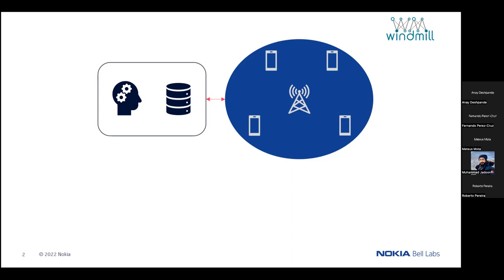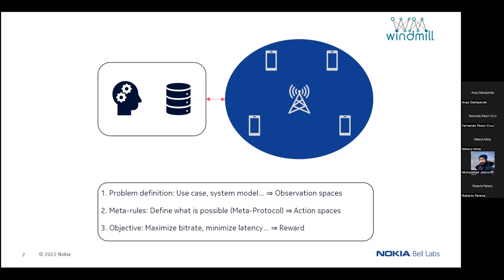In this case, you need some things. First, the problem definition, which is the use case and the system model, which, since I'm using reinforcement learning, directly translates to the observation space. Next, you need to define the meta rules, so define what is possible to do in this problem, which is roughly what we call the meta protocol. This translates to the action space in reinforcement learning. And lastly, you need to define your objective for your task. It should maximize bit rate and minimize latency, which translates to the reward.